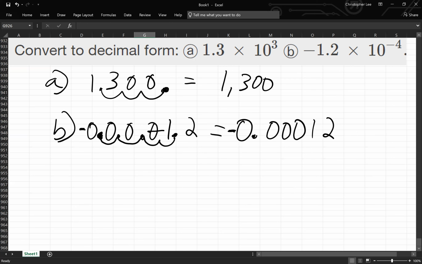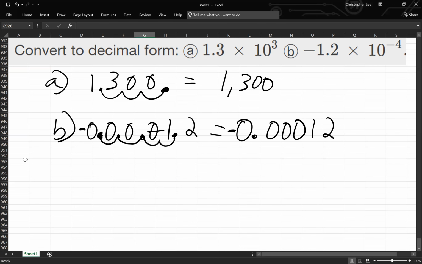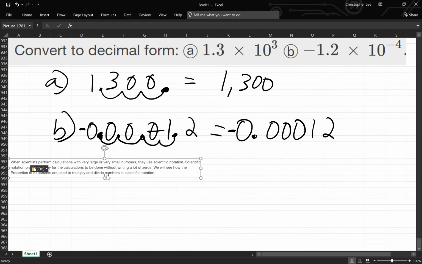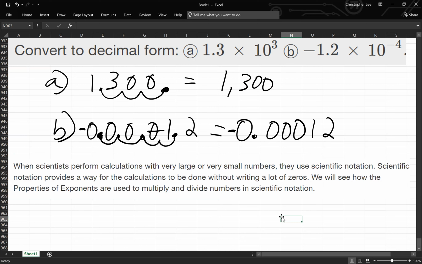All right, so we get the gist of this? All right. So when scientists perform calculations with very large or very small numbers, they use scientific notation. Scientific notation provides a way for the calculations to be done without writing a lot of zeros. We will see how the properties of exponents are used to multiply and divide numbers in scientific notation.